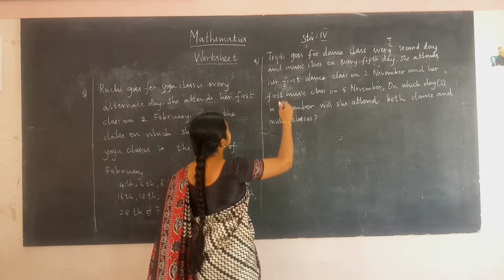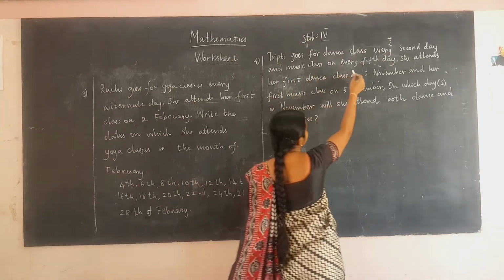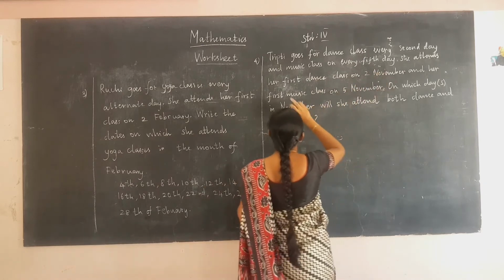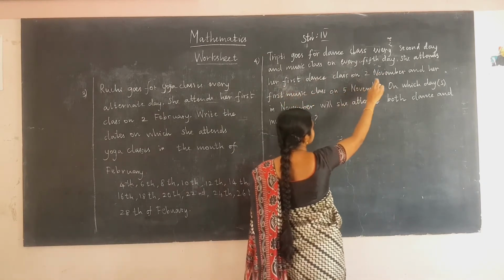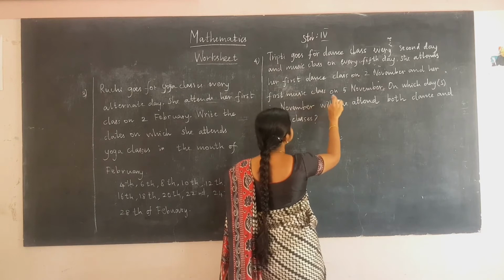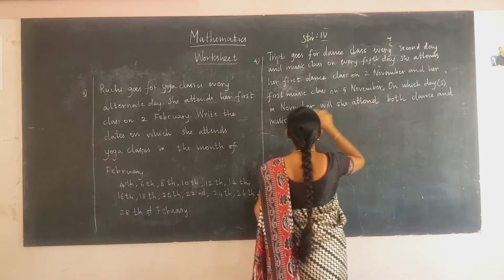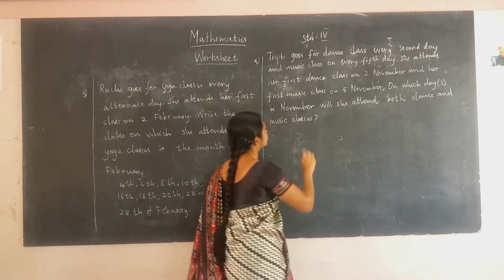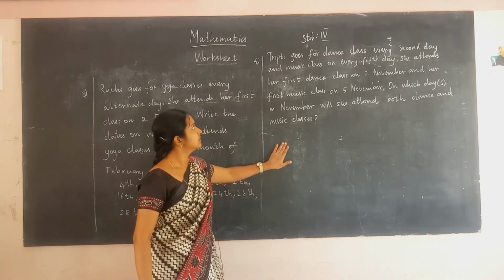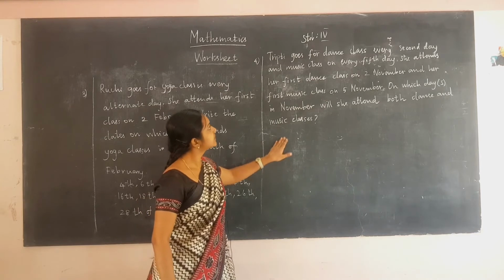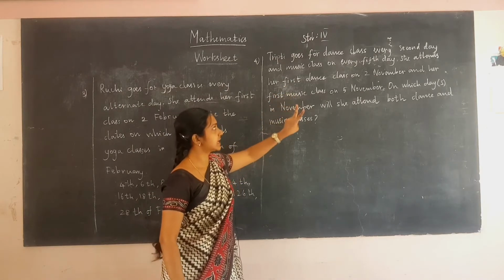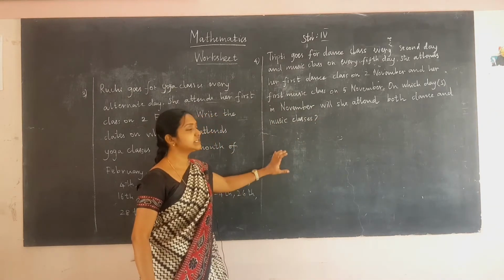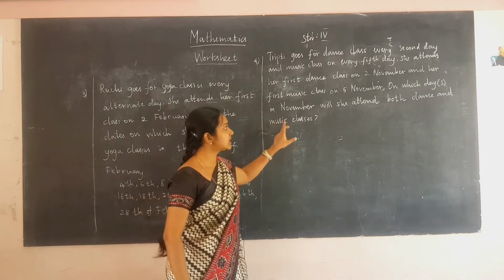Next, Tripti goes for dance class every second day and music class on every 5th day. She attends her first dance class on 2nd November and her first music class on 5th November. On which days in November will she attend both dance and music class? She attends dance class on 2nd November and music class on 5th November. We have to find when she will attend both music and dance class.